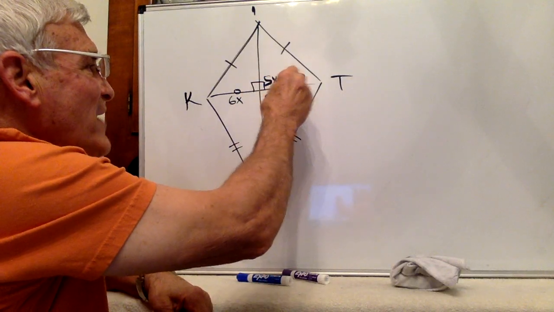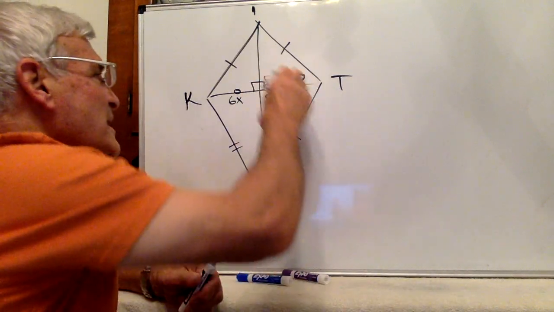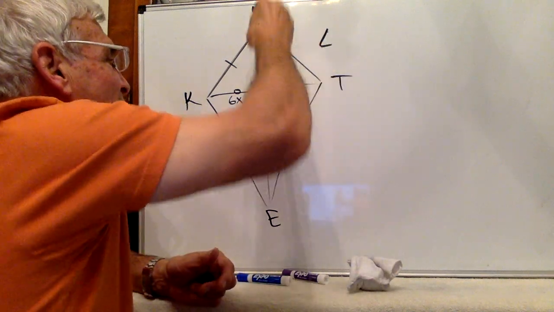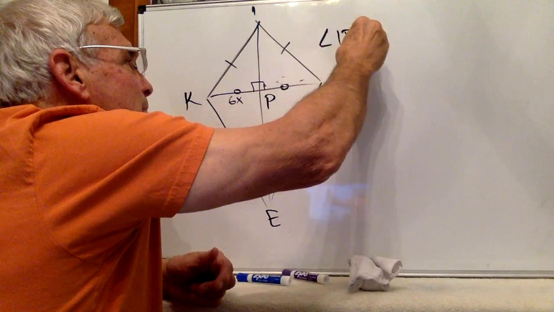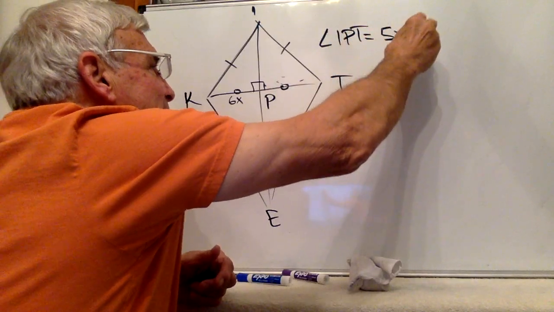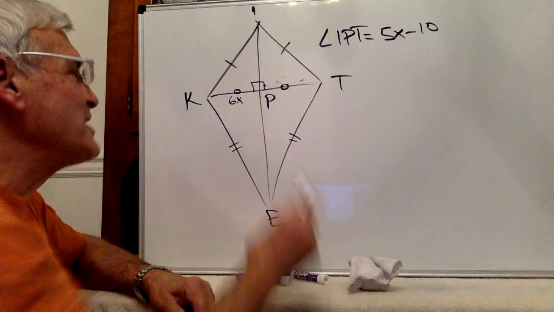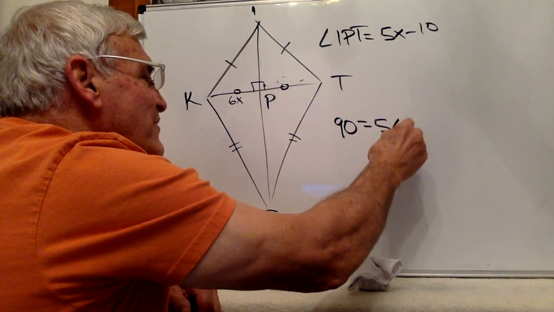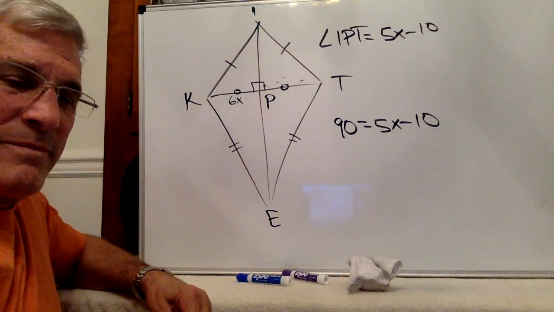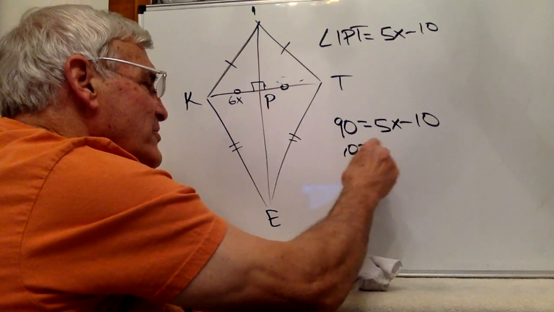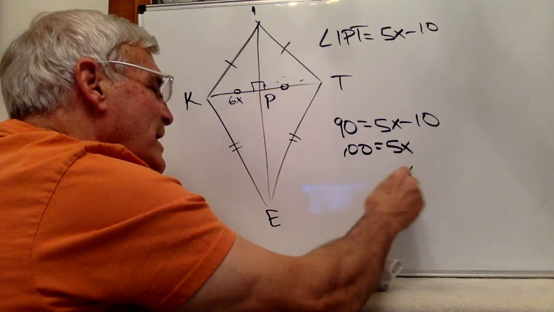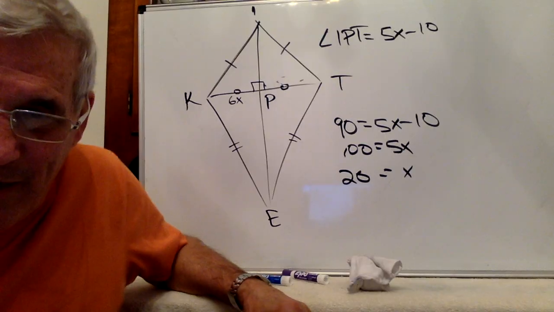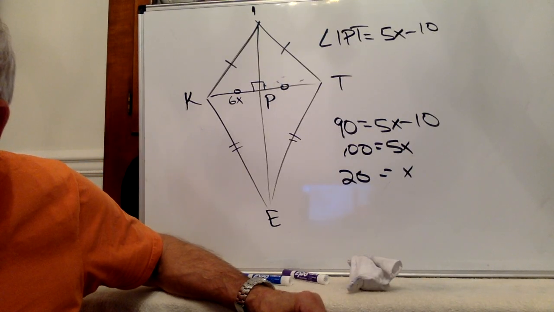And they told you that 5x minus 10 is not the side, it's the angle. So angle IPT is equal to 5x minus 10. And what else is it? It's a right angle. So there's your equation. 90 is equal to 5x minus 10. Add 10, you get 100 is equal to 5x. So x is 20. Again, please don't stop one step short. You need x in order to find the answers.